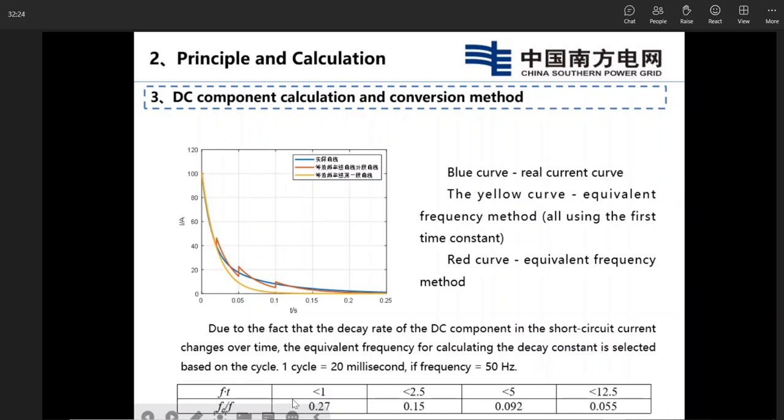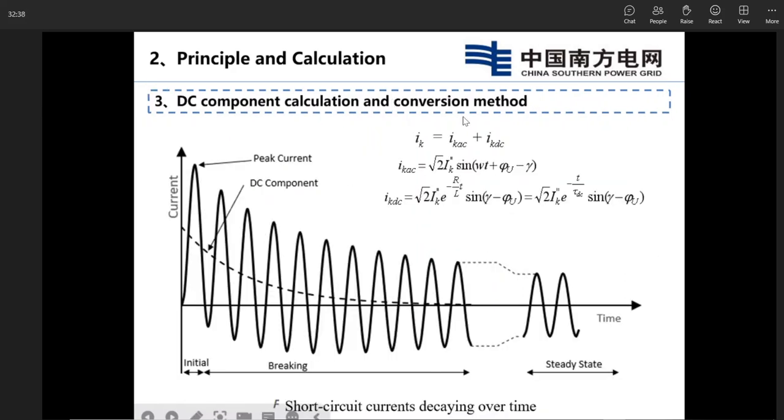So that means we divide the curve into 4 parts, and we use 4 different frequencies. So after we get the AC current amplitude and the decay time, we will get the final curve of the short circuit current. It will look like this. And if we get this curve, we can do some analysis.